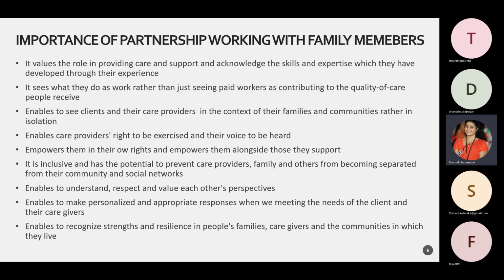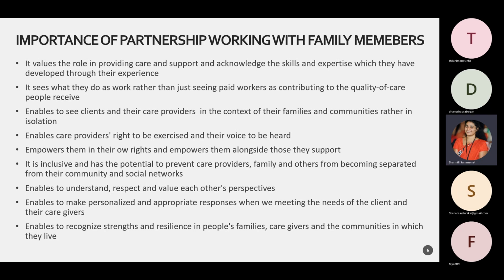So in that manner, we need to check whether the care providers' rights are respected, or whether they are having any violations. Like that we can identify. It empowers them in their own rights and empowers them alongside those they support. With that we can empower each and every caregiver to support the client, because they can develop confidence in their work. Once they develop their confidence in their work, only then can they support throughout the care program.